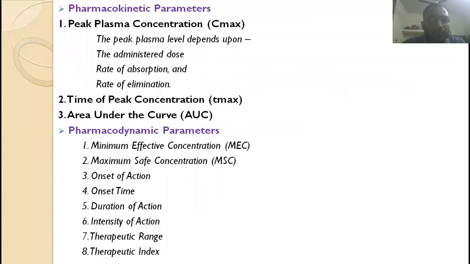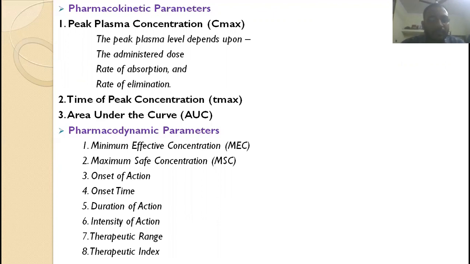In pharmacokinetic parameters, 3 points may be considered. First is peak plasma concentration, Cmax. Second is time of peak concentration, Tmax, and third is area under the curve, AUC. The peak plasma concentration Cmax generally depends upon administered dose, rate of absorption, and rate of elimination.